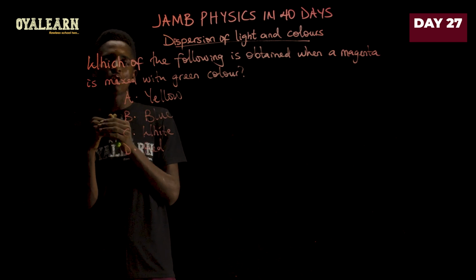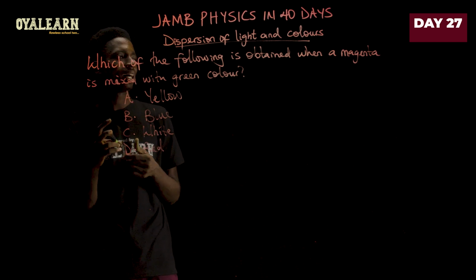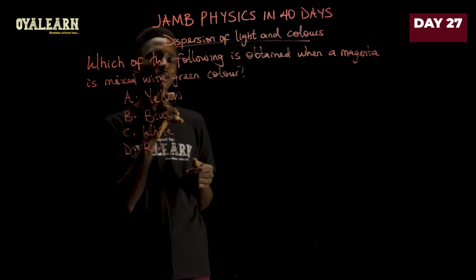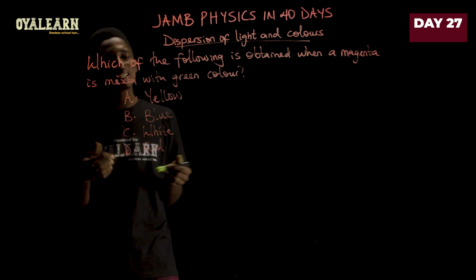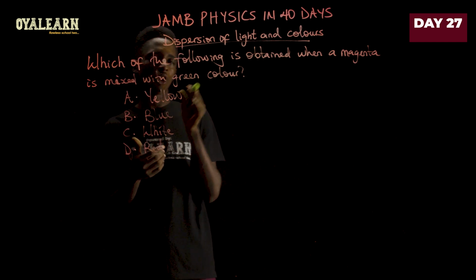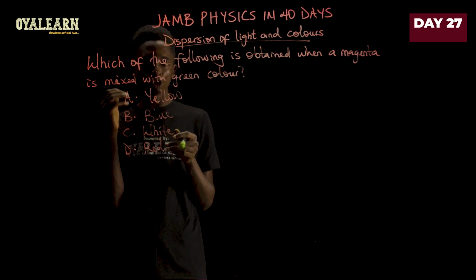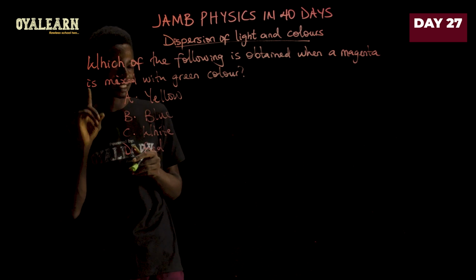Now, in this question, it says, which of the following is obtained when magenta is mixed with green color? Now, we can easily get confused here because it didn't mention whether we are talking about pigments or light. However, from the answers provided, we should be able to arrive at an answer. Now, let's get this right.